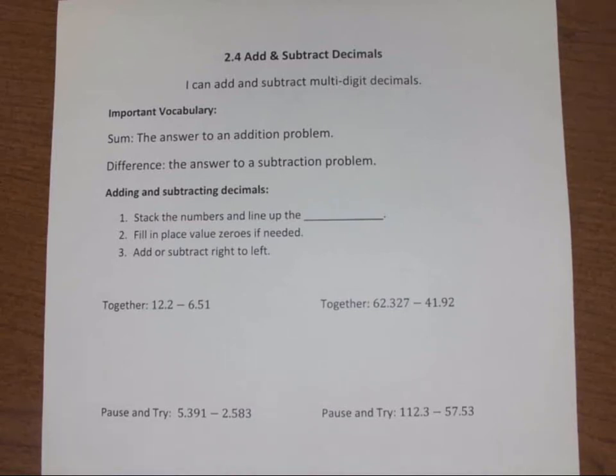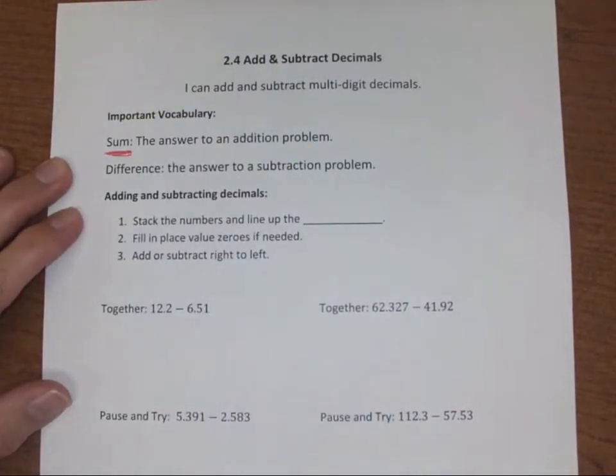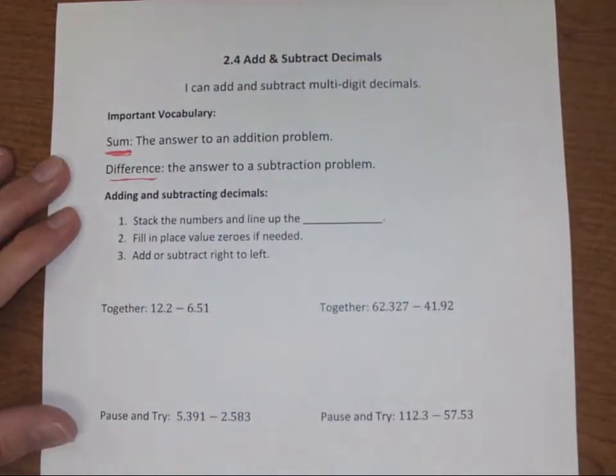Today we are going to go over adding and subtracting decimals. So the walkaway is I can add and subtract multi-digit decimals. First, it's important that we learn some key vocabulary words. First of all, sum is the answer to an addition problem. And difference is the answer to a subtraction problem.